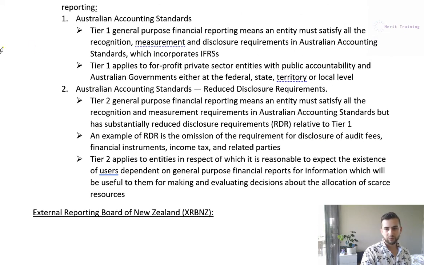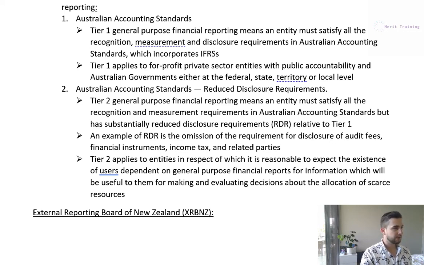Number 2 is the Australian Accounting Standards with reduced disclosure requirements. Tier 2 general purpose financial reporting means an entity must satisfy all the recognition and measurement requirements in Australian accounting standards but has substantially reduced disclosure requirements relative to Tier 1. An example of RDR is the omission of the requirement to disclose audit fees, financial instruments, income tax and related parties. Tier 2 applies to entities in respect of which it is reasonable to expect the existence of users dependent on the general purpose financial reports for information that will be useful to them for making and evaluating decisions about the allocation of scarce resources.